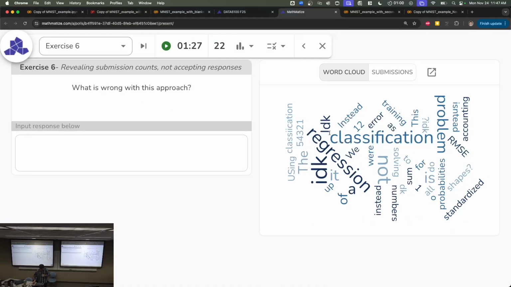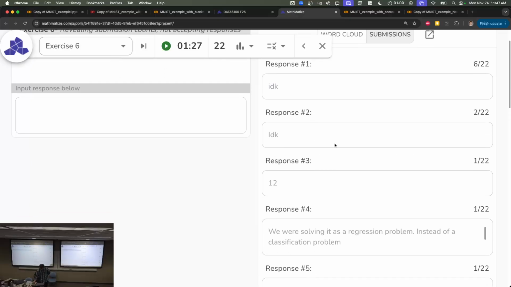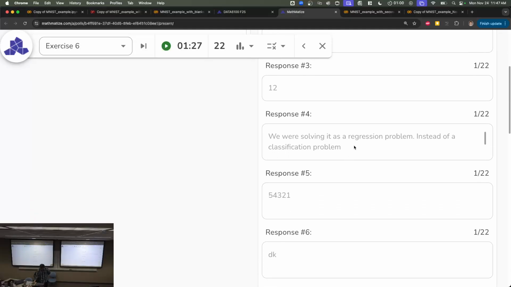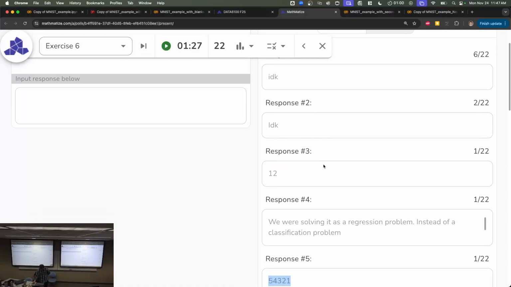All right, amazing. I see the big words that I like, classification and regression. That is exactly what's going on. Lots of people. 8 people do not know. If you do not know, you need to revisit the very basics that we learned right at the beginning of the course. Actually, like half the people put in that they don't know.